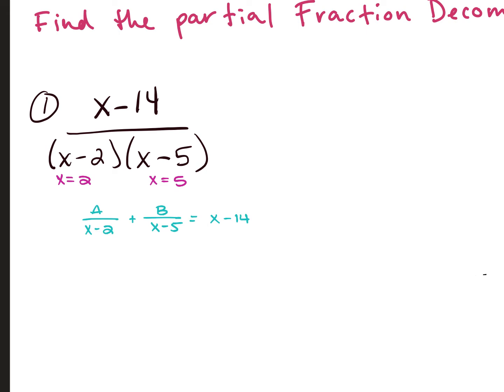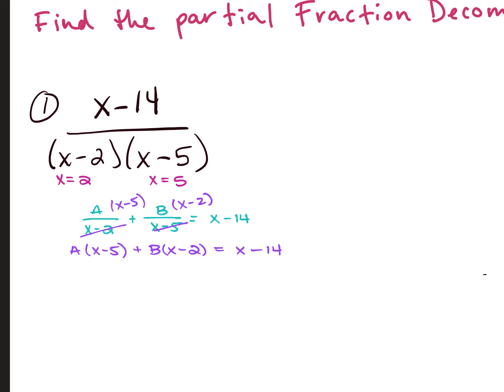You are going to rewrite this without the denominators. In order to get rid of your first denominator, you're going to multiply the top of all of your fractions. You multiply the top by x minus 5. The second one you multiply by x minus 2. So those will cancel out when you bring this all together to where you just have A times x minus 5 plus B times x minus 2 is equal to x minus 14.